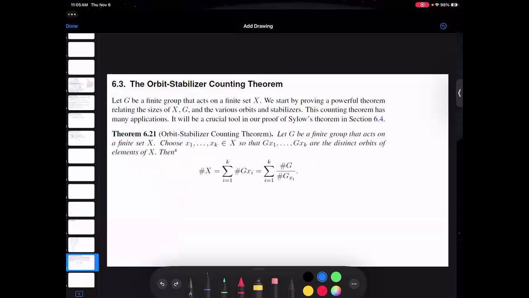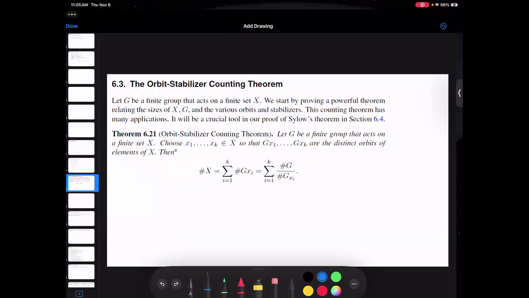I do not want to start the orbit stabilizer theorem with just 5 minutes left. That is a recipe for disaster. But this is just going to be a good place to end, and I'll just do a very high level. This gives us a formula to count how many elements there are in X based on how many elements there are in G and how many elements there are in the different orbits, in the stabilizers of the different orbits.